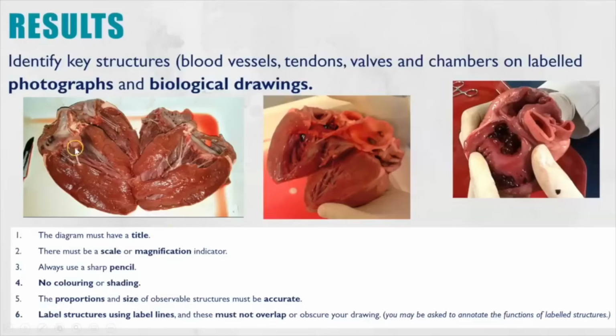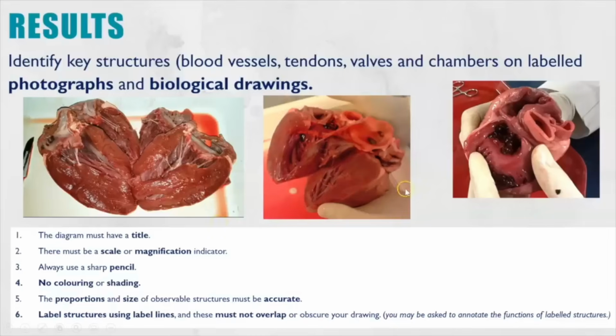And in the case of the heart, it would be that you're accurately drawing where the structures are, so that you're being able to indicate, for example, the thickness of the ventricle walls, these tendinous cords attached to the atrioventricular valves. We've got the atria up here, the septum, and so on. And that's the final point. You need to make sure that you are labelling structures, but any label lines that you do have mustn't overlap or obscure any key parts of your drawing.